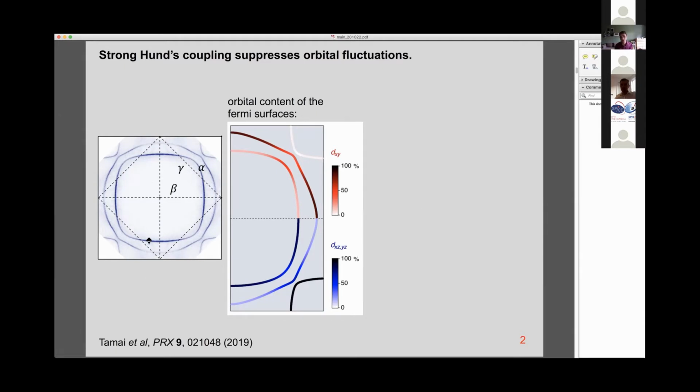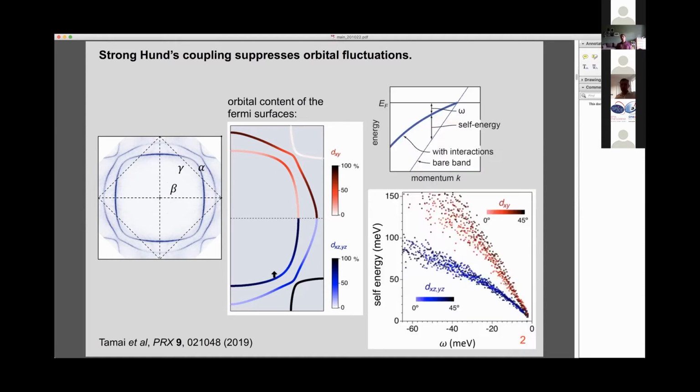So these Fermi surfaces here are ARPES data from the Baumberger group at the University of Geneva. And then here, the Fermi surfaces are colored by their orbital content. The gamma sheet is mostly XY, but with mixing of XZ and YZ orbitals at the corner. And likewise, the beta sheet is mostly XZ and YZ, but with mixing of XY at the corner.